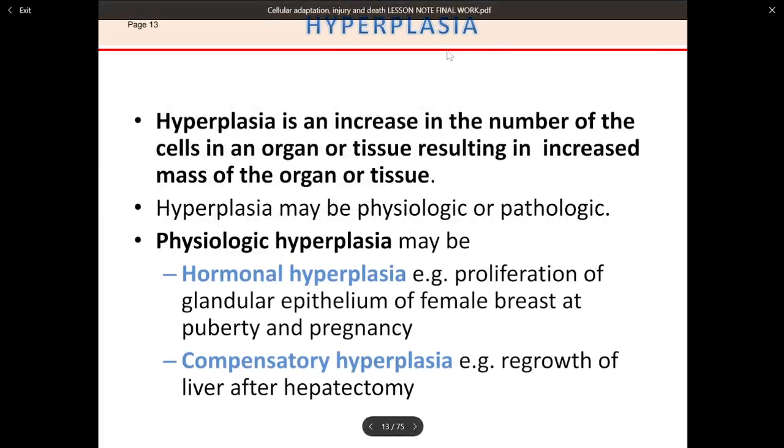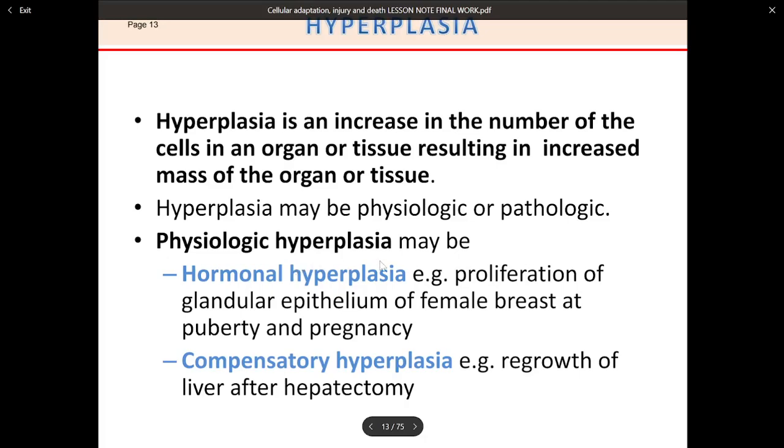Now, hyperplasia is an increase in the number of the cells in an organ or tissue, resulting in increase in the mass of the organ or tissue. Take it again. Hyperplasia is an increase in the number of the cells in an organ or tissue, resulting in increased mass of the organ or tissue. Hyperplasia may be physiologic or pathologic, just like hypertrophy.